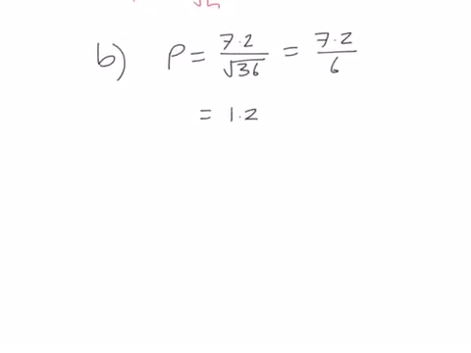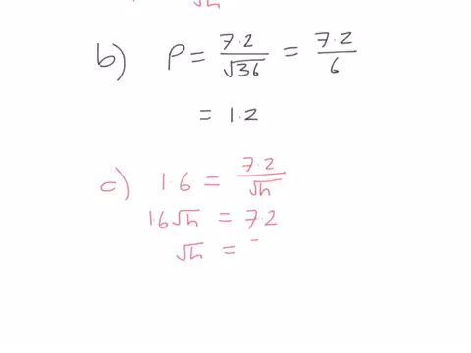Part C then is going to ask us to find the height the balloon will be flying when the pressure is 1.6. So this time our P is 1.6, and we're going to have 7.2 divided by the square root of h. So we want to multiply by the square root of h to get rid of the fraction. So we're going to have 1.6 multiplied by the square root of h is equal to 7.2. So the square root of h will be 7.2 divided by 1.6. The square root of h will give us 4.5. In order to find h then, we have to take 4.5 and square it, which will give us 20.25 meters.